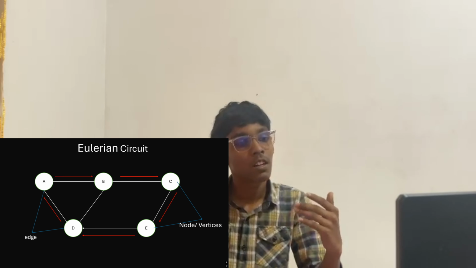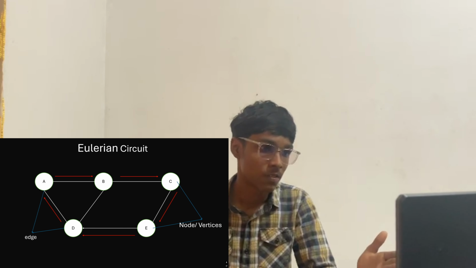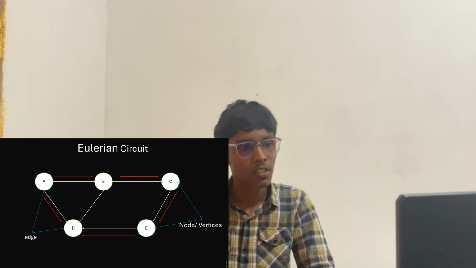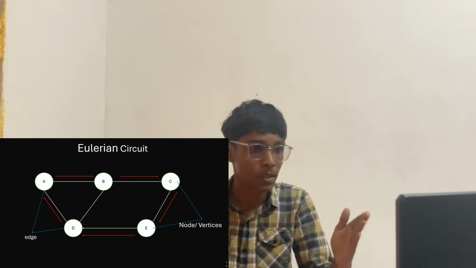There are no repeated edges. I mean, a node can be repeated, but an edge can't be. This matters because the Chinese postman algorithm is basically converting the graph into an Eulerian graph, then finding the Euler circuit. So the Chinese postman equals making the graph Eulerian to find the Euler circuit. This is a very important part.